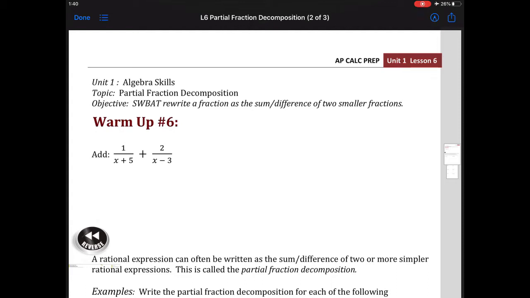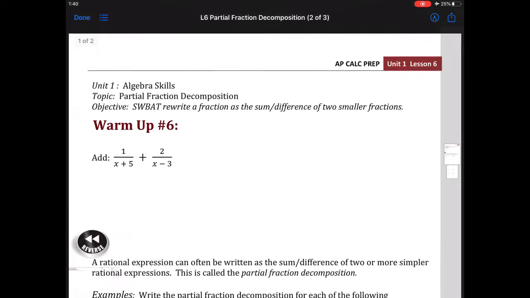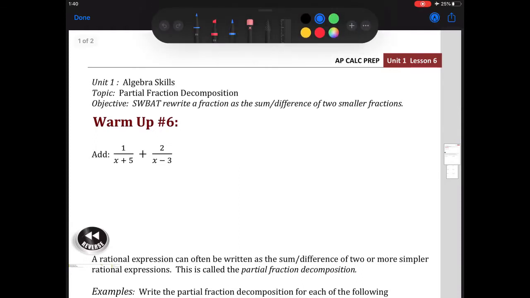Okay, so how do we add rational expressions? We take the LCD or LCM, right? You can call either. So what's the LCM here? It'll be x plus 5 and x minus 3, right? Now I'm going to multiply this here by x minus 3. So I'm going to multiply the numerator also by x minus 3 to balance it, right?